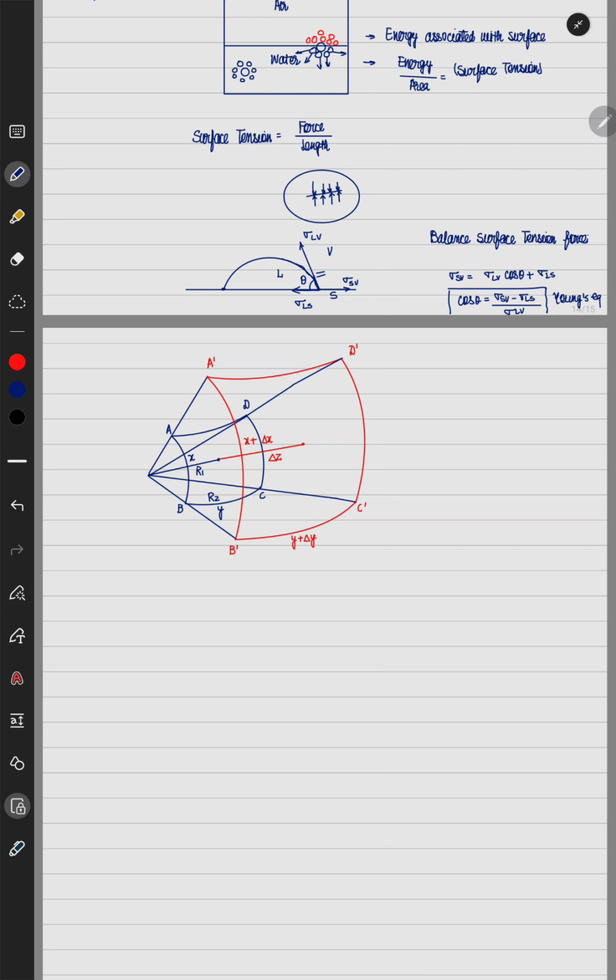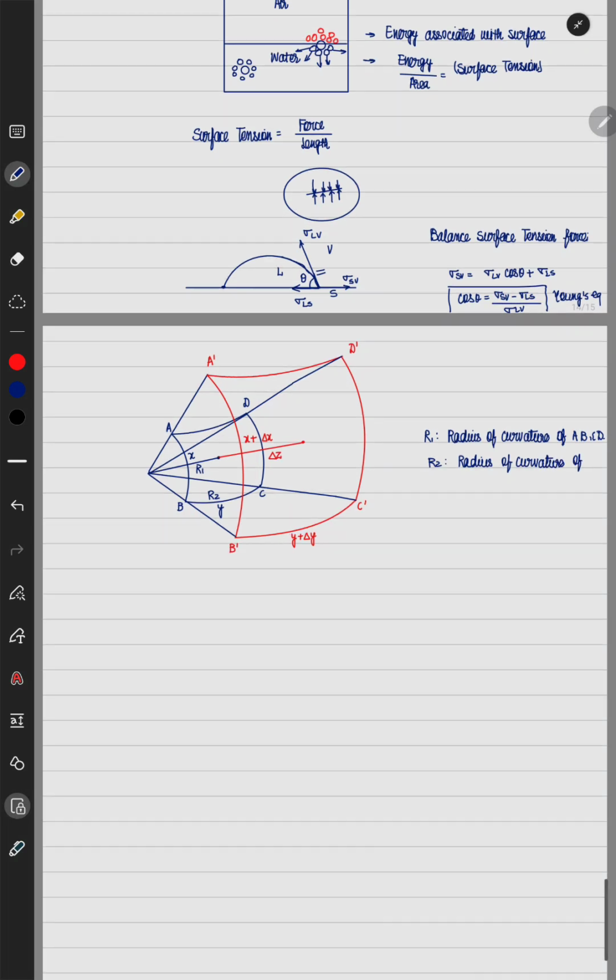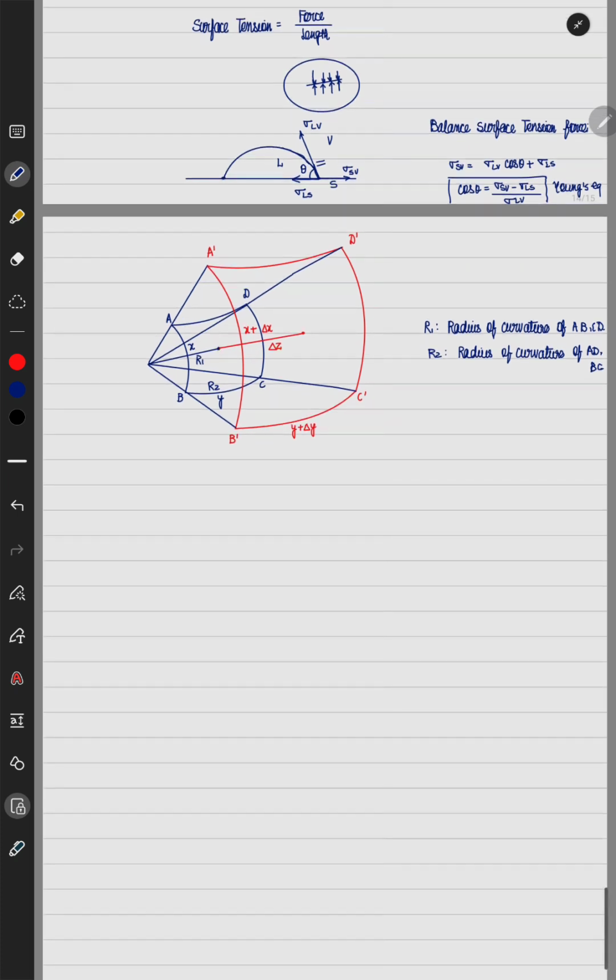So I can write it here. R1 is the radius of curvature of AB, CD. All right, and R2 is the radius of curvature of AD or BC. Okay, so this is something which we have seen.